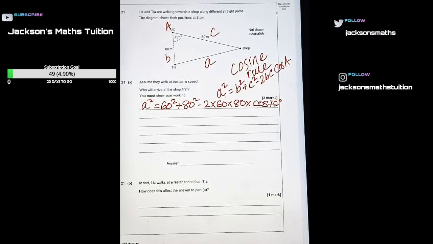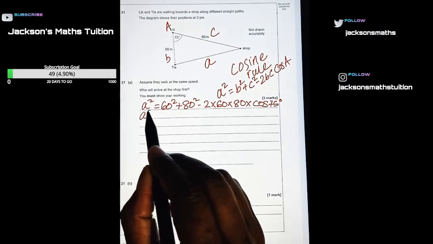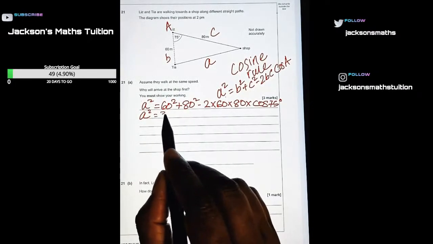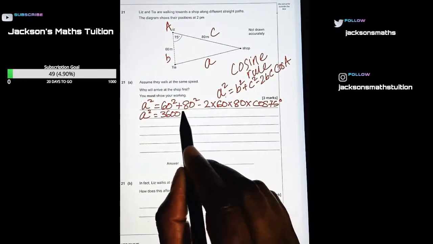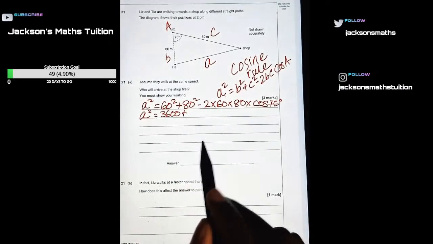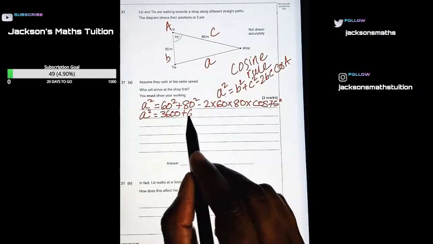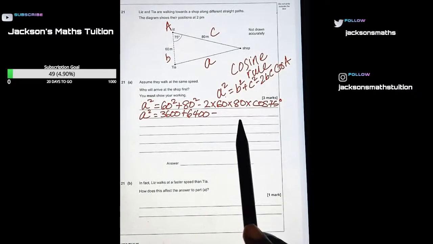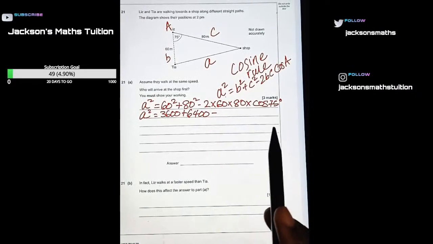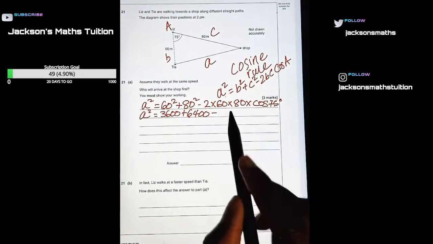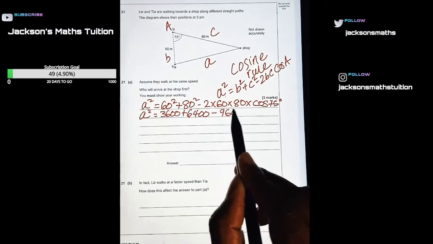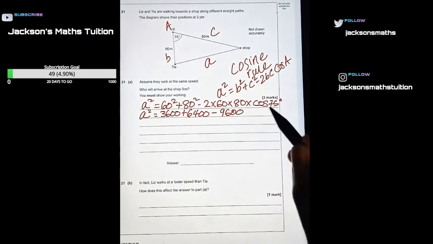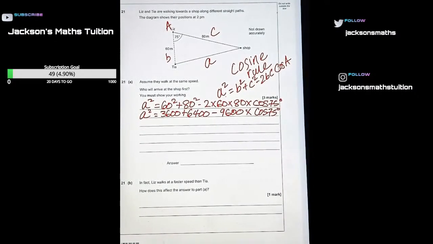Tadiwa, this is higher, paper 2. We're going to simplify that a little bit more. 6 squared is 36, so this is 3,600. 8 squared is 64, so that's 6,400. 2 times 60 times 80 is 9,600, and that is multiplied by cos 75.